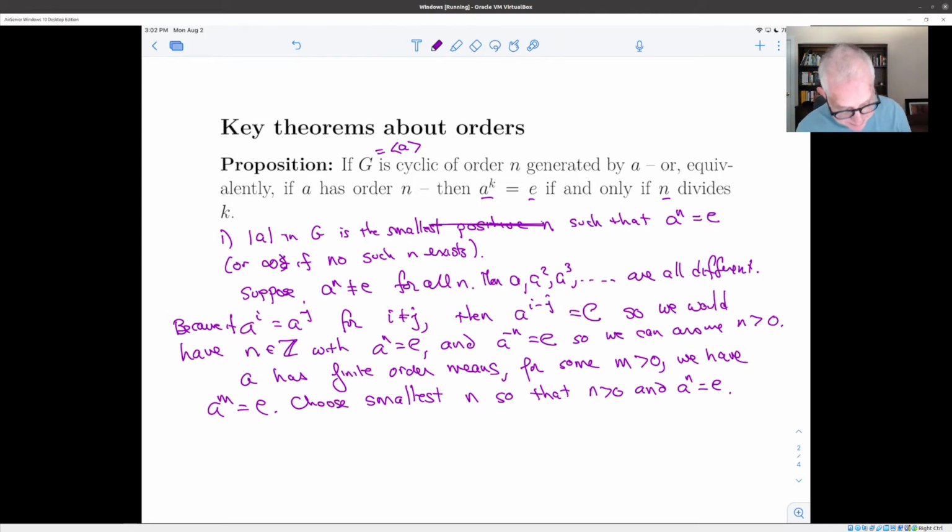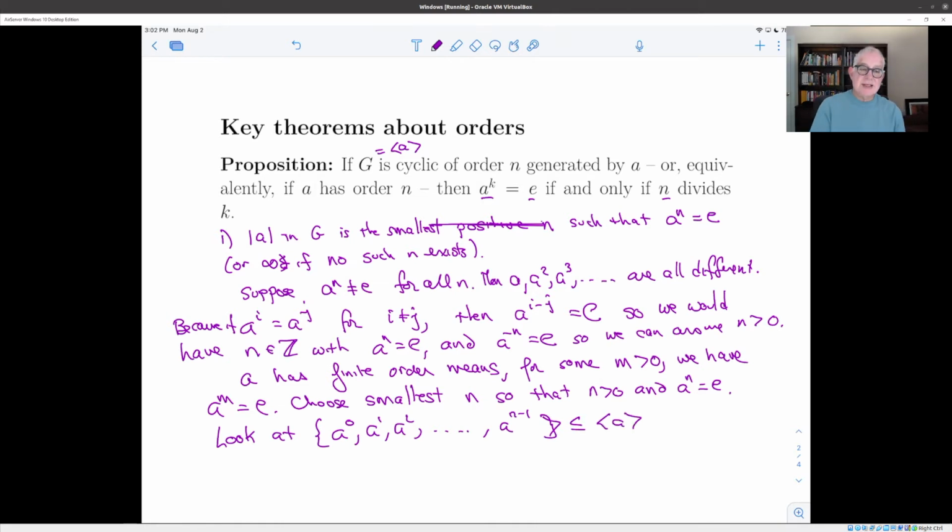And to see that, let's look at A to the 0, A to the 1, A to the 2, and so forth out to A to the n minus 1. So clearly, this is contained in the cyclic subgroup generated by A, because these are all powers of A.